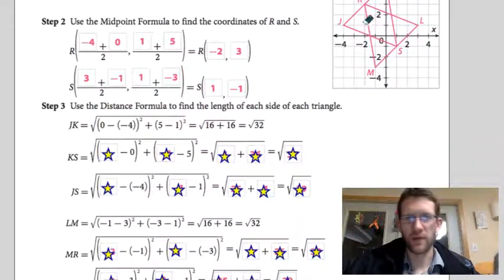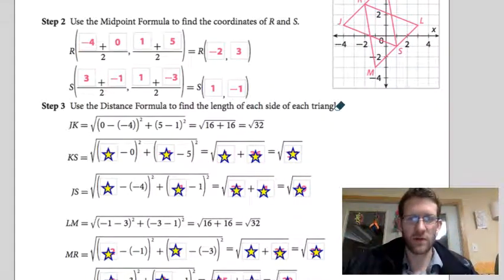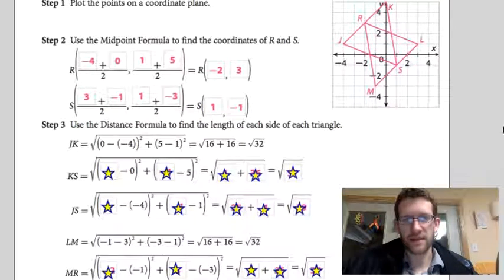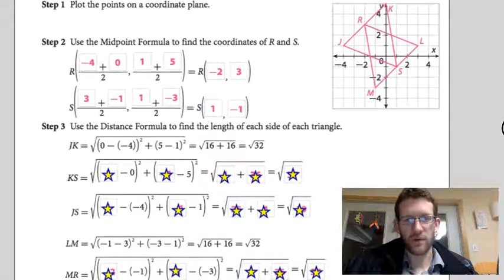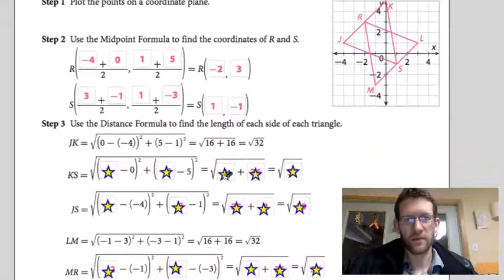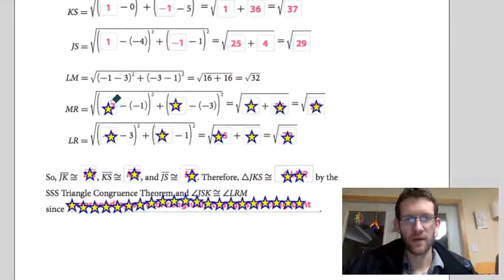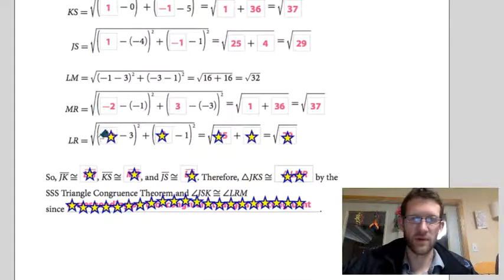Cool. Here's a picture if you graph it out. But we can do this without graphing. We're still using just our coordinate geometry, right? So then we can use the distance formula to find all those lengths. JK is the square root of 32. Just kidding. KS is the square root of 37. And JS is the square root of 29. LM is the square root of 32, this thing's the square root of 37, that thing's the square root of 29. So hooray, we can say that all these sides are congruent.